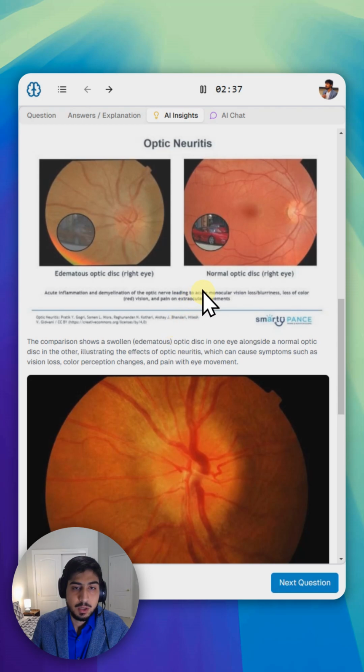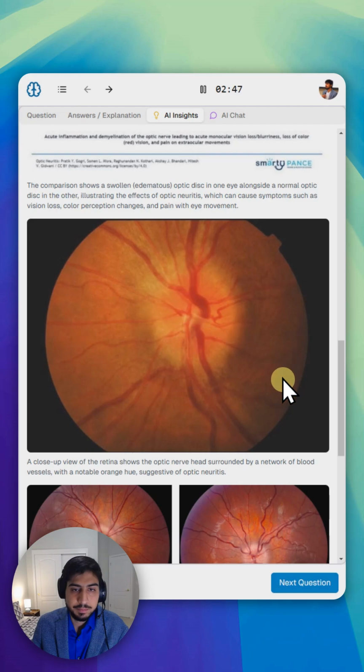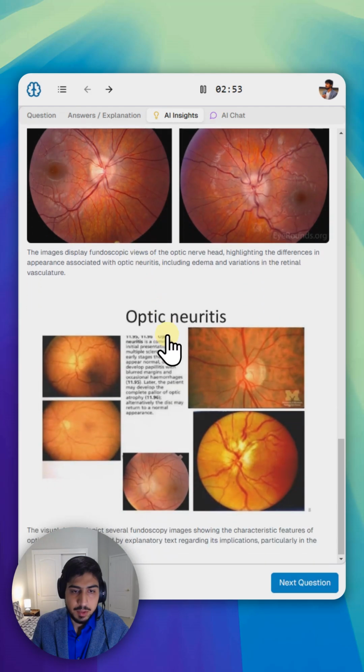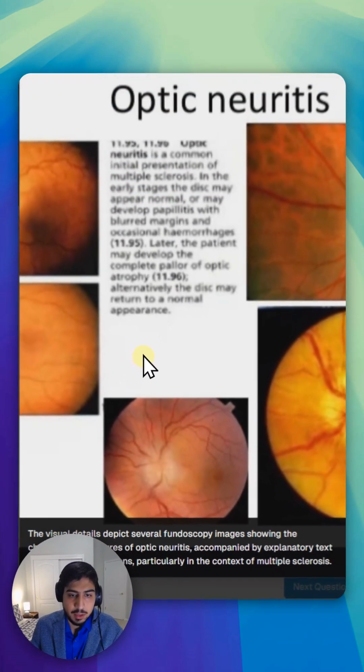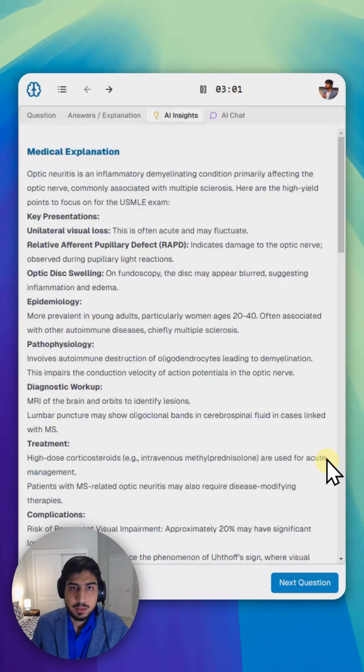So we have some images here of optic neuritis. So this is an edematous right eye, normal optic disc. Okay, so that's probably what it looked like when it was swollen. Close-up view of a swollen optic disc. Similar images. You have some more detailed fundoscopy images for optic neuritis. All right, sounds good. Let's see if we can try out the AI chat feature.